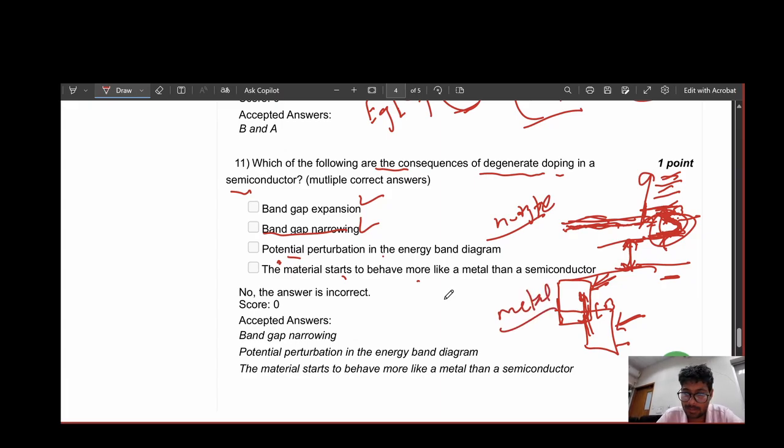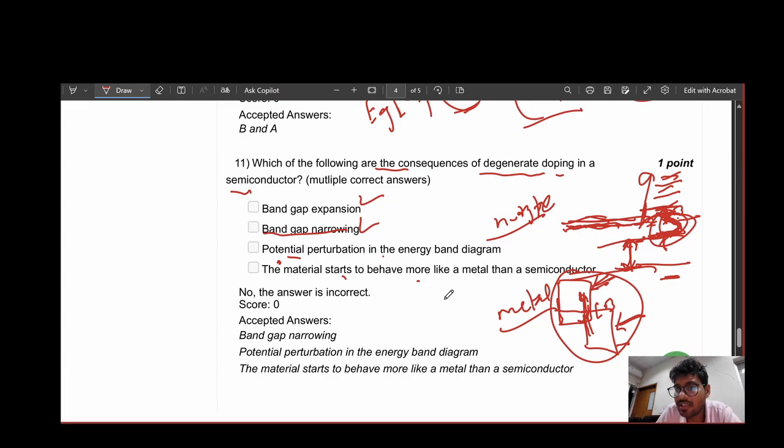Sir, third point one more time, please. Okay, not this metal one, the potential perturbation. Potential perturbation in the energy band diagram. I think this is more of a physics term, so whatever I know in electronics terms, that I will tell you.